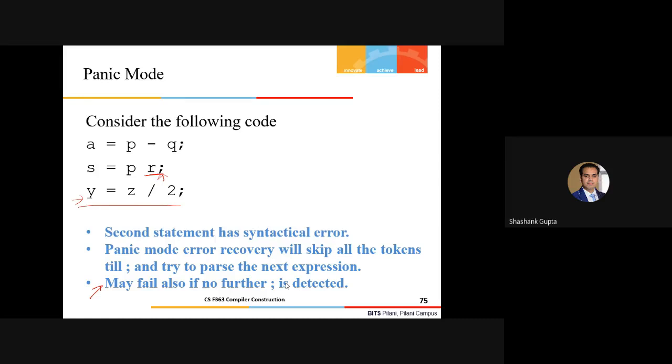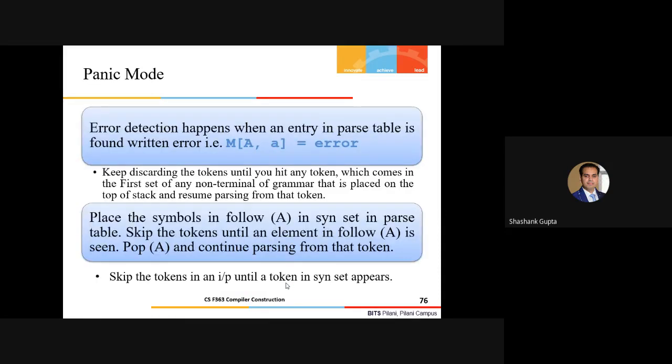So now let's try to visualize these delimiters in the form of whatever we have discussed with respect to the parse table here. Fine. So it says error detection happens when an entry in a parse table is found, return error here. That is, the corresponding entry in this two-dimensional array is generally reporting an error here.